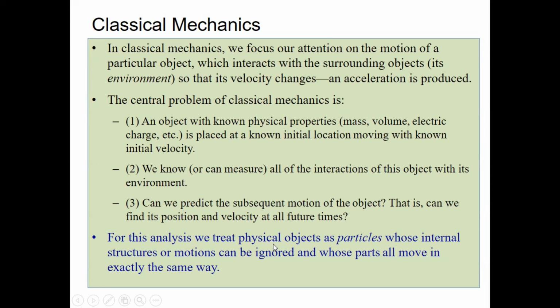For this analysis, we treat physical objects as particles, which may have internal structure or motions, but we ignore those, and we consider that all parts of the object are moving exactly the same way, so we can treat it as a point particle. For classical mechanics, the objects are treated as particles with mass, as point objects, and we can ignore the structure, the rigidity, and the other things of the particle.